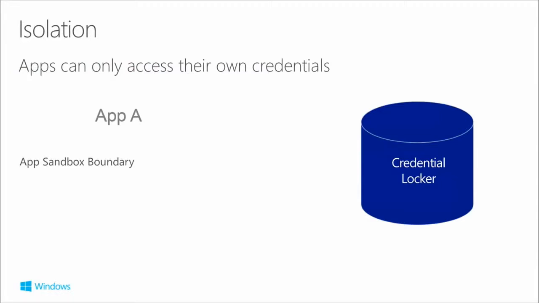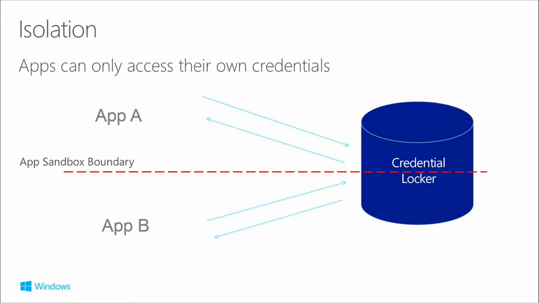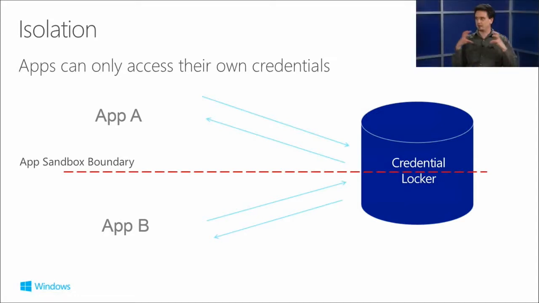So apps can only access their own credentials. That's important, right? We don't want anybody accessing some other application's credentials, and we don't want other applications accessing your credentials. So we have our first application, and it sends some credentials over to the credential locker. It creates this app sandbox boundary, so that even though everything's being stored in the credential locker, you're not going to have cross-app pollution of credentials.